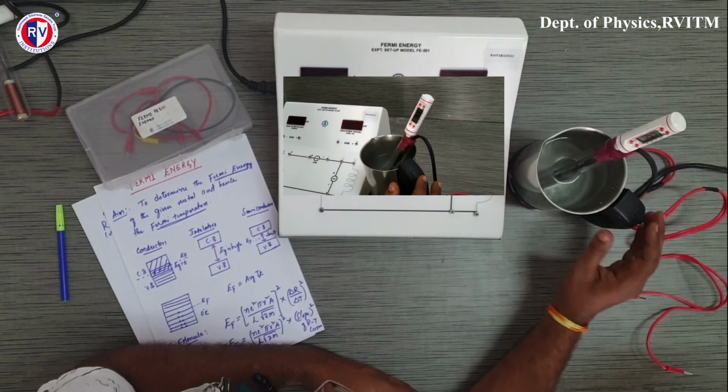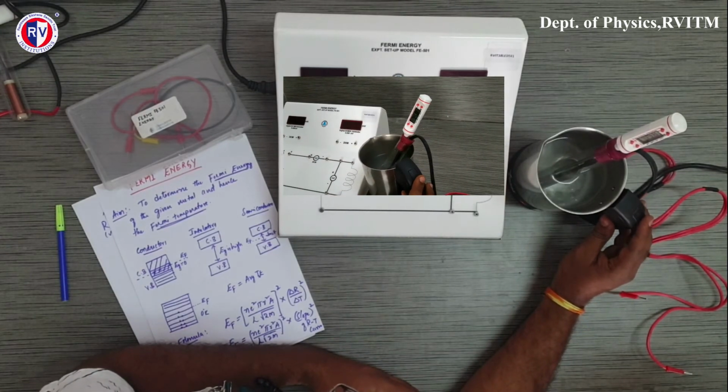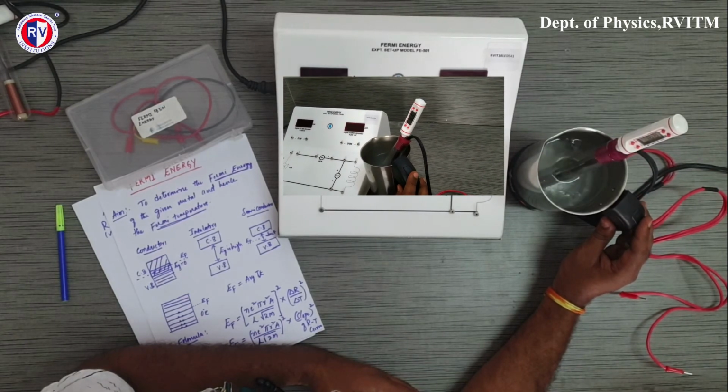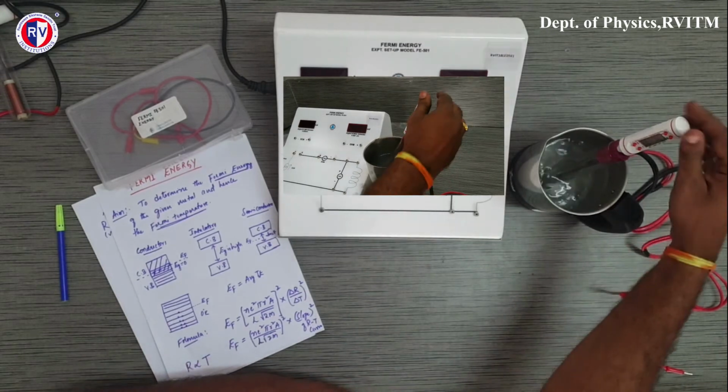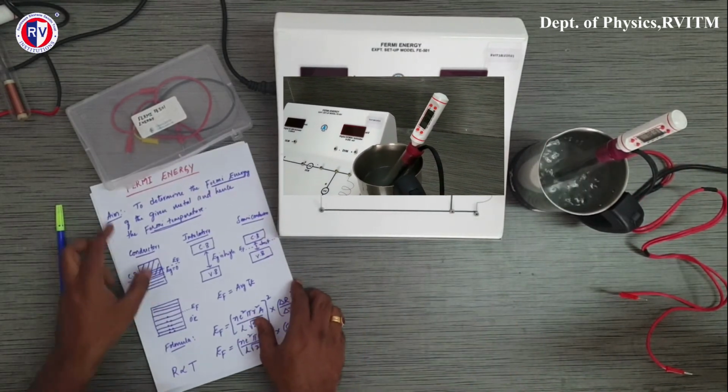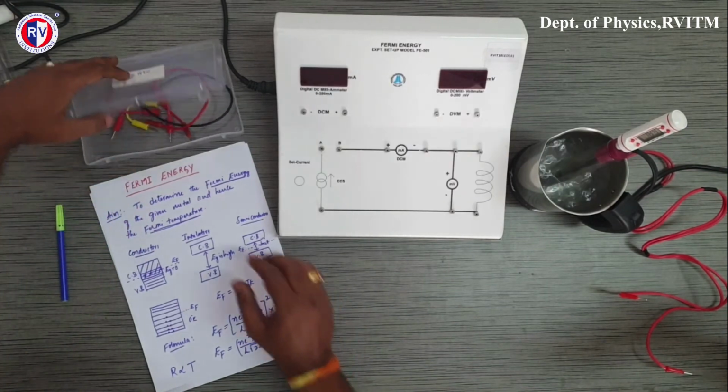Once you see the water boiling, you can switch off, so that the temperature increases internally. So I'll switch off. The temperature is already 77. It will keep on increasing further. Till then, we'll connect the circuit.